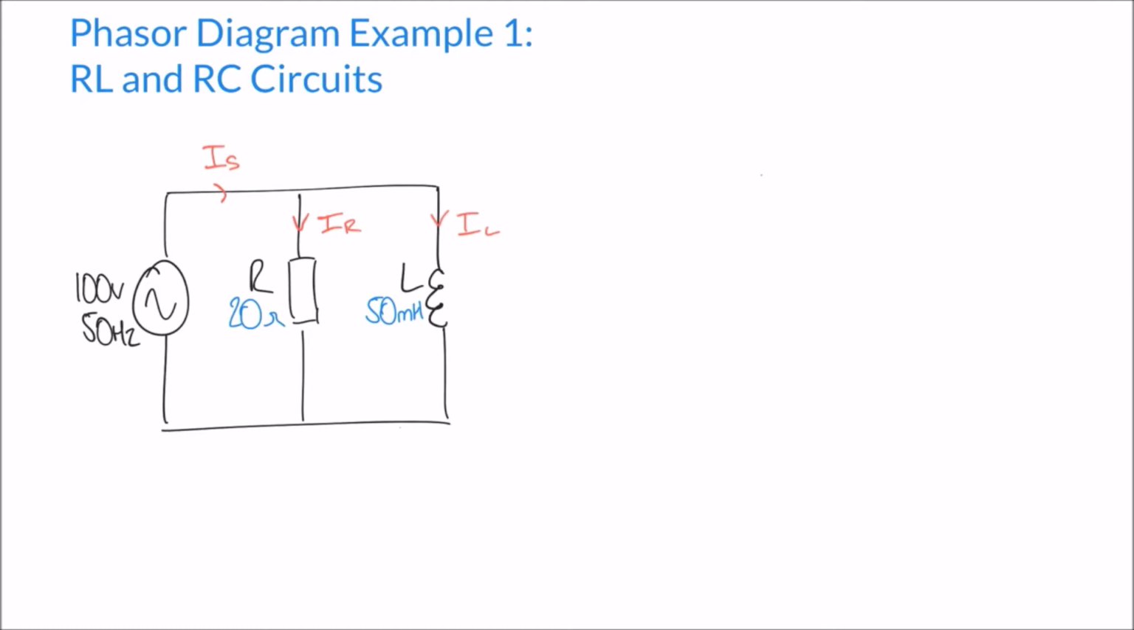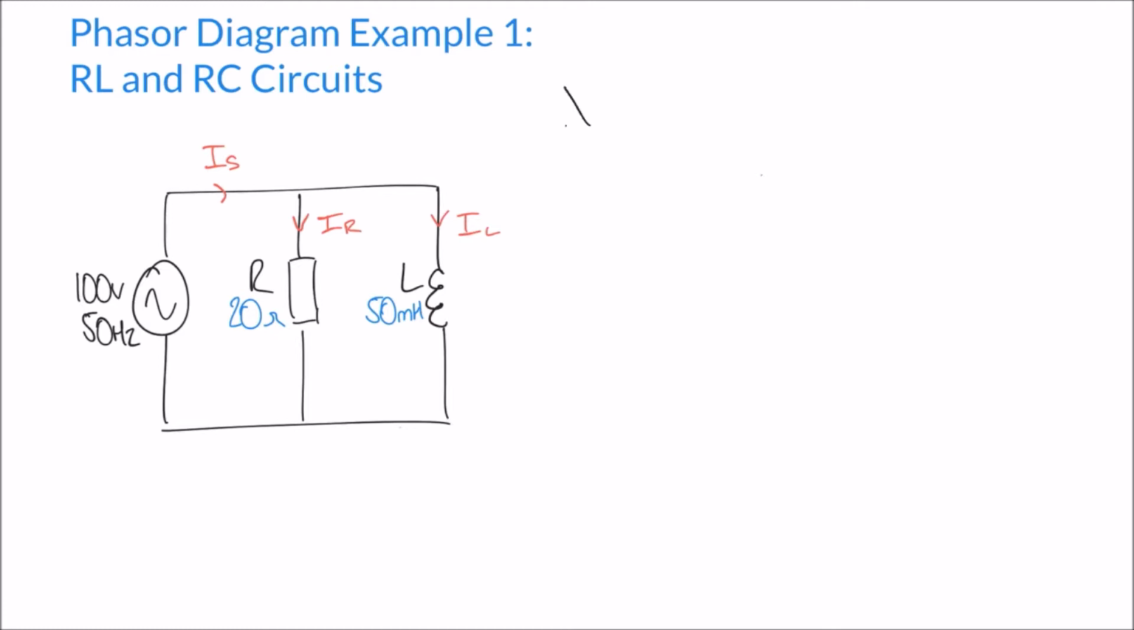Let's begin by looking at our circuit in the same manner that we did before, because we find actually the component values are the same as the first circuit we looked at. And so we know the resistance, 20 ohms, and we know the inductance, 50 millihenries.